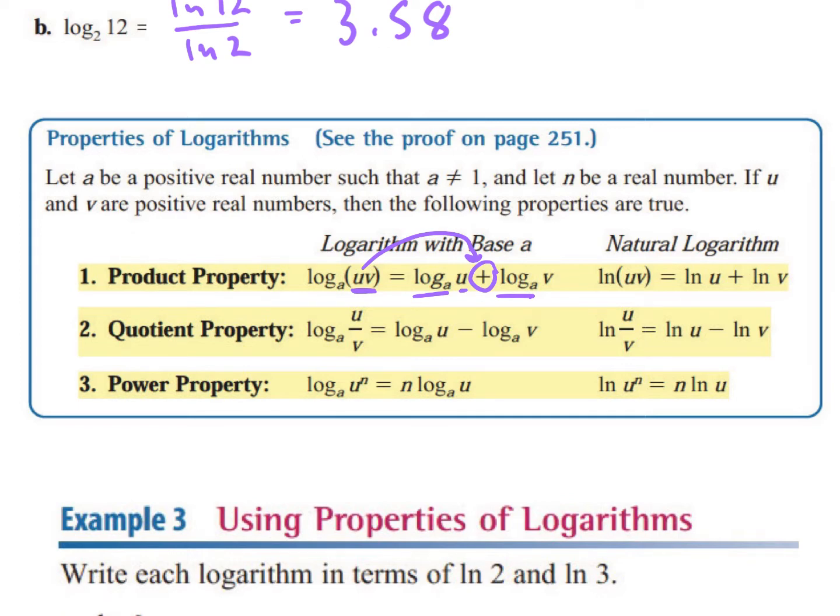We can also condense it. If we have two logs that we're adding together, we can go the opposite way and combine them into one log just by multiplying them. So multiplication goes with addition.